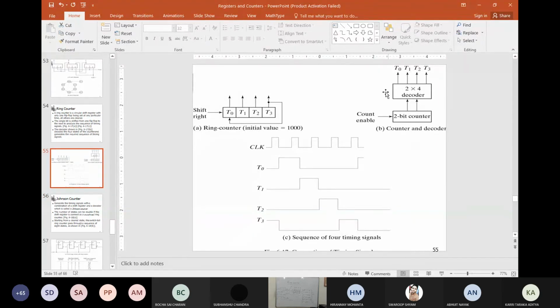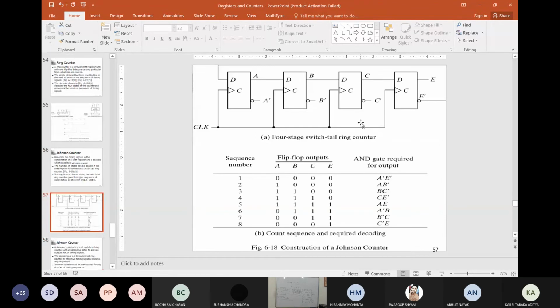He proposed a combination of a 2-bit counter with a 2x4 decoder. He is telling that you can double the sequences. Now let's see how correct he is. Is it working like this? Just check. What is new about this one? There is a shift happening, definitely. The last one is coming, E dash is coming here.